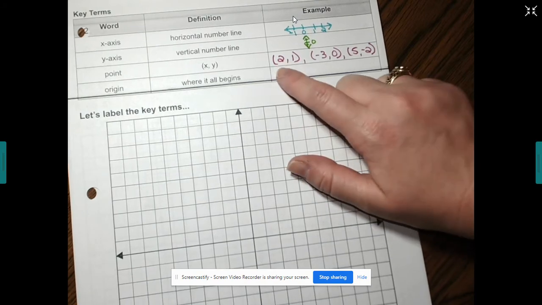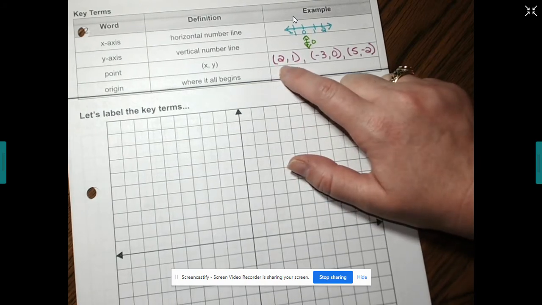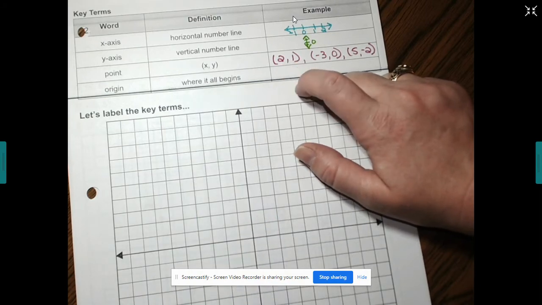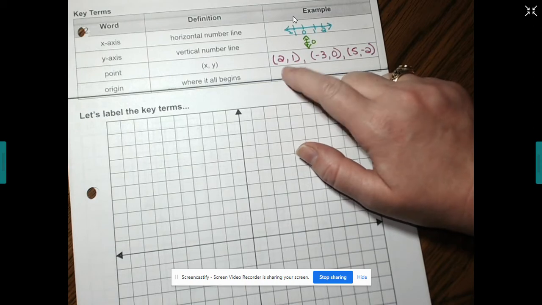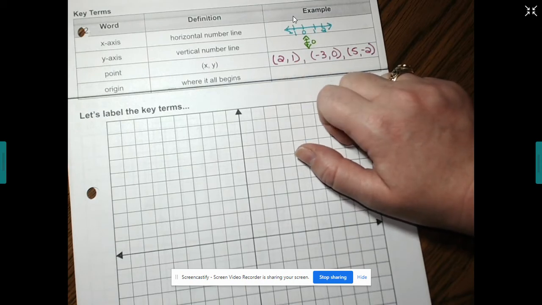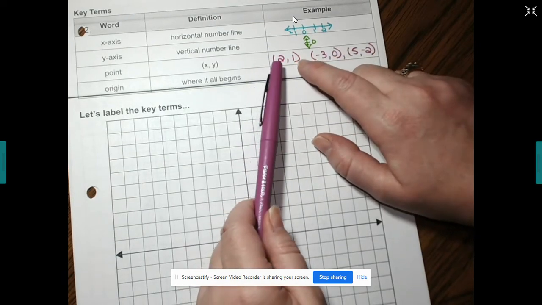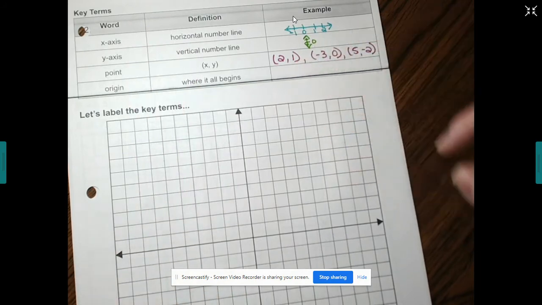As a quick reminder, though, sometimes people struggle with how to say these. When we're talking about a point, we say 2, 1. It's not 2 and 1. It's not 2.1, because that is a comma. It's not 2 over 1. It's 2, 1. And these parentheses are really important too. Okay?